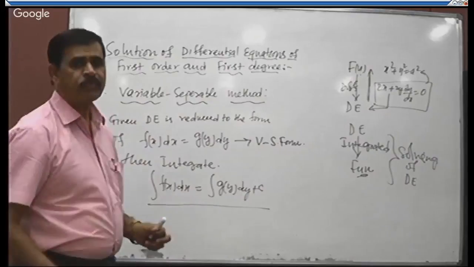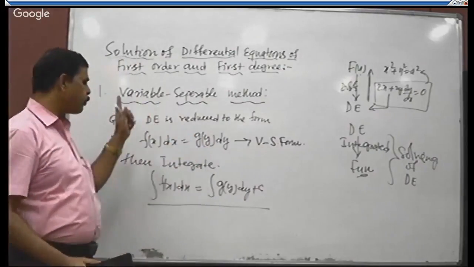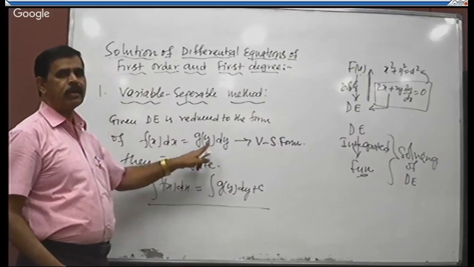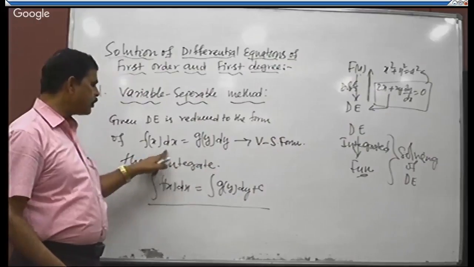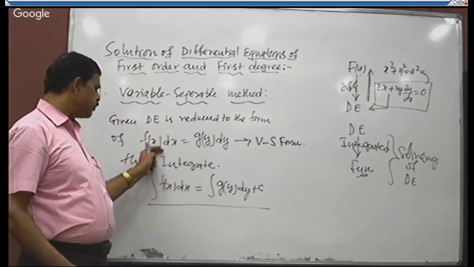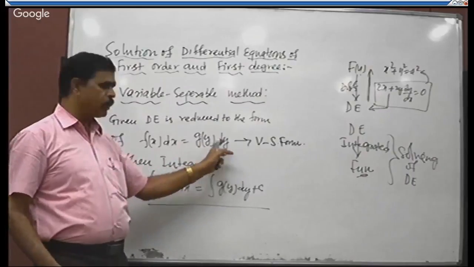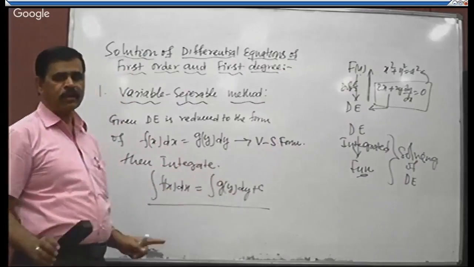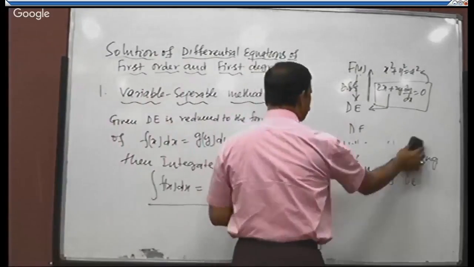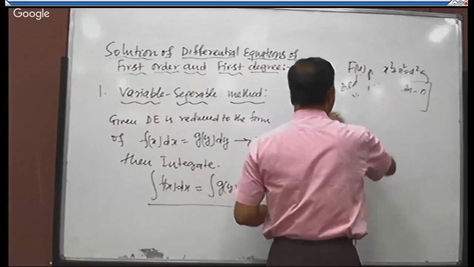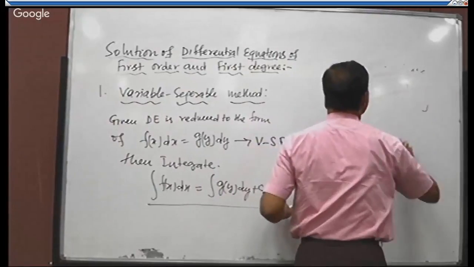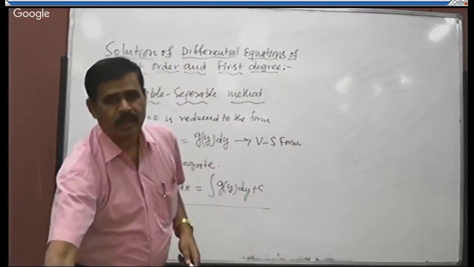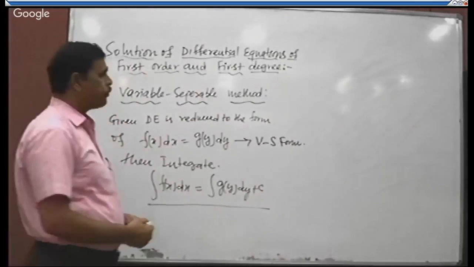What is the steps we need to follow? First thing is we have to separate all the variables with respect to the dx and dy. It should be reduced to this form. X variables are separated, y variables are separated. This form will be called as variable separable form. Then we have to go for integration. Only two steps we have to follow. First step is to separate the variables. Second step is to integrate the separated variables. That is known as variable separable method.